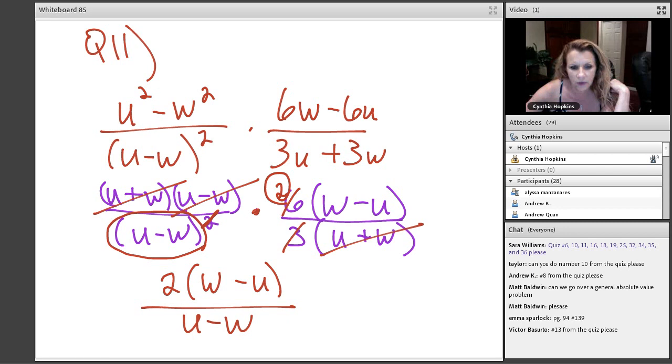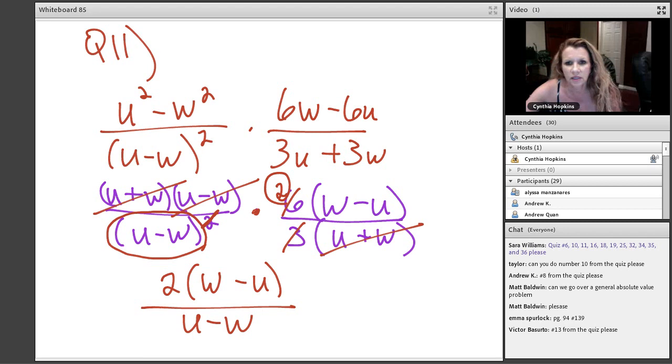Well, look at the w in the numerator compared to the w in the denominator. It's positive in the numerator, negative in the denominator. Comparing the u's, the u is negative in the numerator and positive in the denominator. So these two factors, w minus u and u minus w, they are opposites.